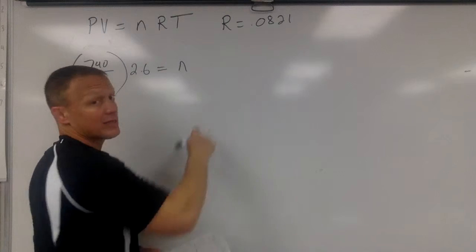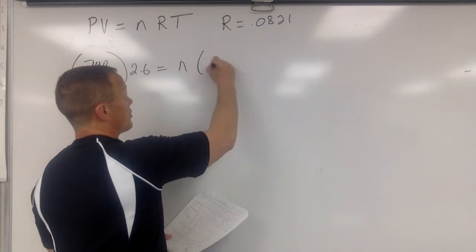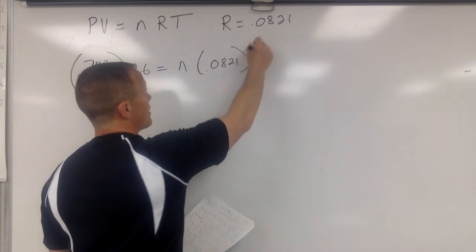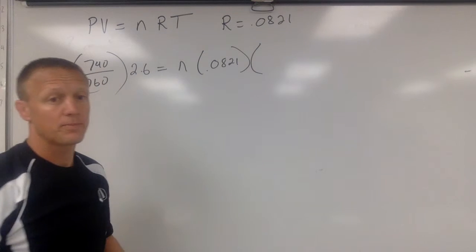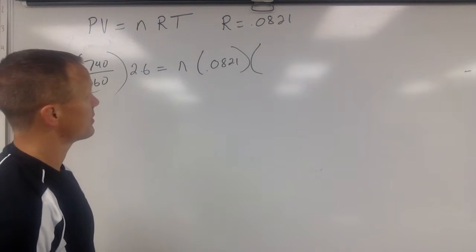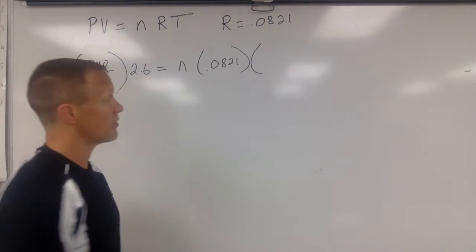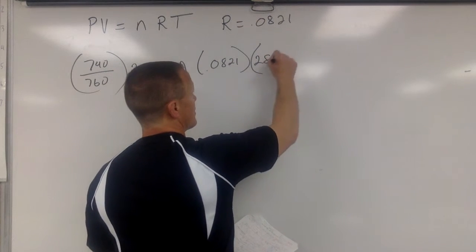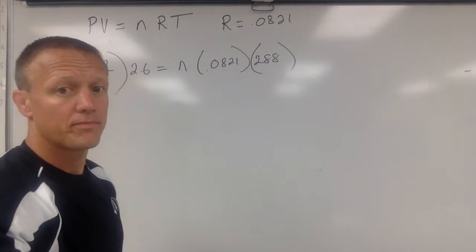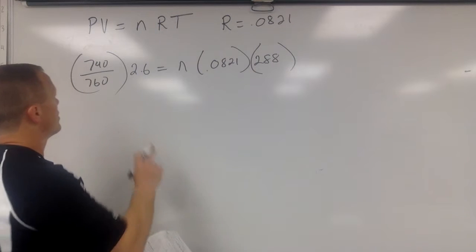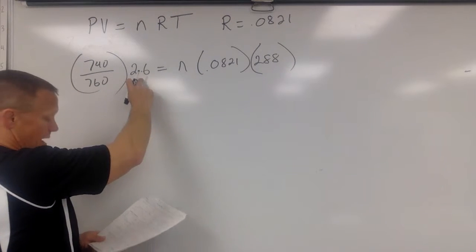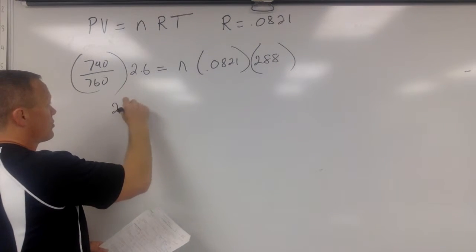R is that constant. It's always the same, 0.0821, and temperature has to be in Kelvin. So they give us 15 degrees Celsius, add 273 would be 288 Kelvin. So if we divide those, multiply by that, we get 2.53.